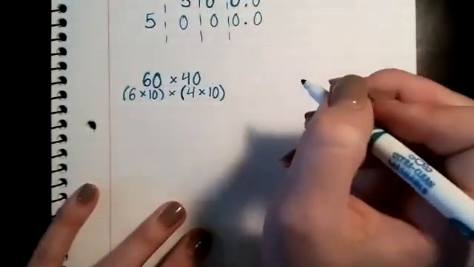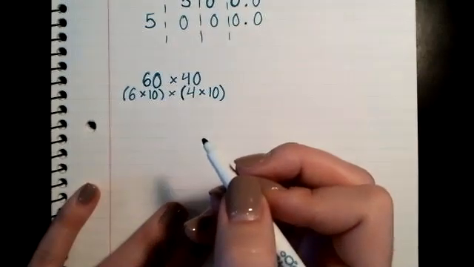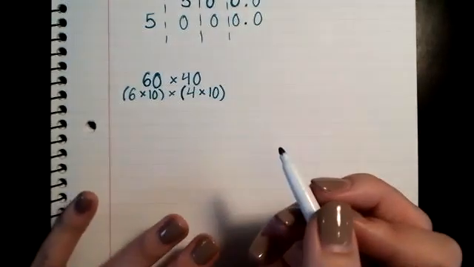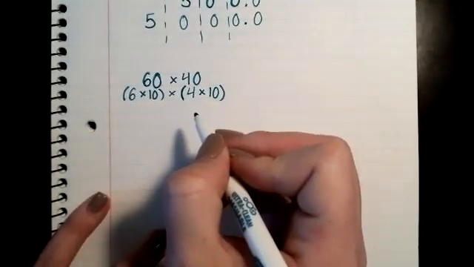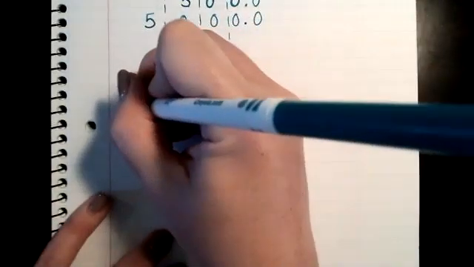So what I'm going to do is I'm going to look for the fact I do know, a multiplication fact that I'm familiar with because I know my multiplication tables. That would be 6 and 4. Okay, so I'm going to pull those down.